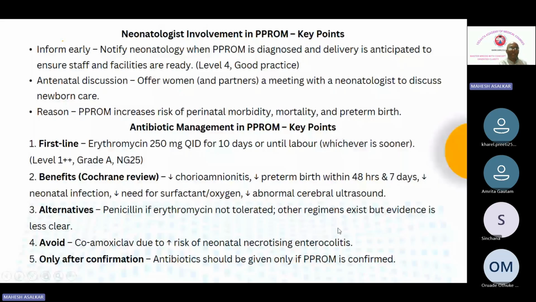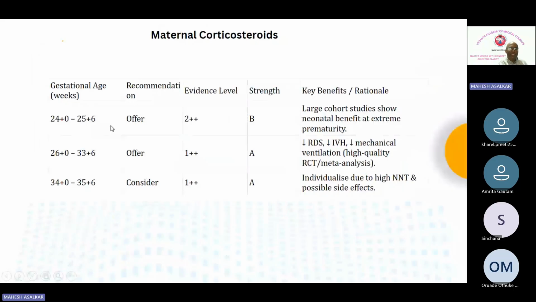Maternal corticosteroids as per the GTG, 24 to 25.6, here they have mentioned offer. 26 to 33.6 they have mentioned offer, and 34 to 35.6 consider. But if we have seen, NICE mentions between 26 to 33.6 offer, and before that it is consider. What does it do? It reduces RDS, it reduces IVH, decreases mechanical ventilation. Between 34 to 35.6, it is an individualized decision due to high number needed to treat and possible side effects. So after 34 weeks, always consider. And there is 1++ evidence for 26 to 33.6.